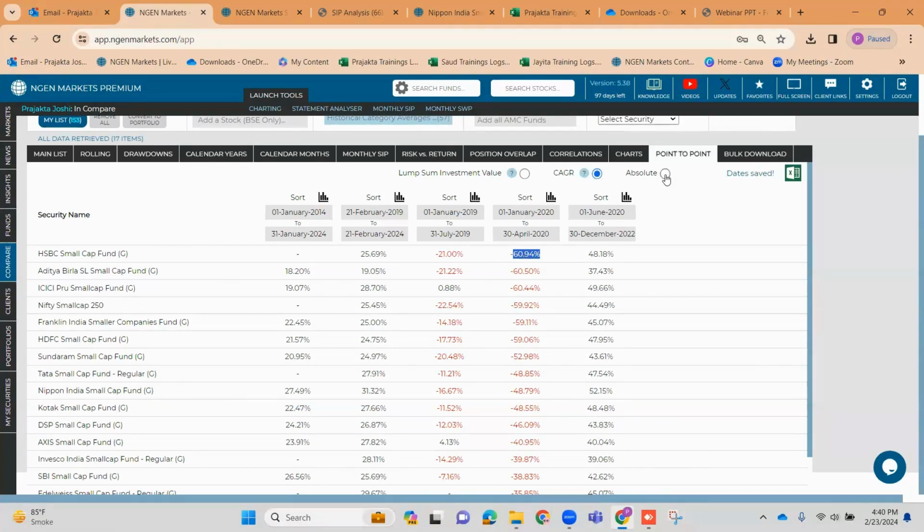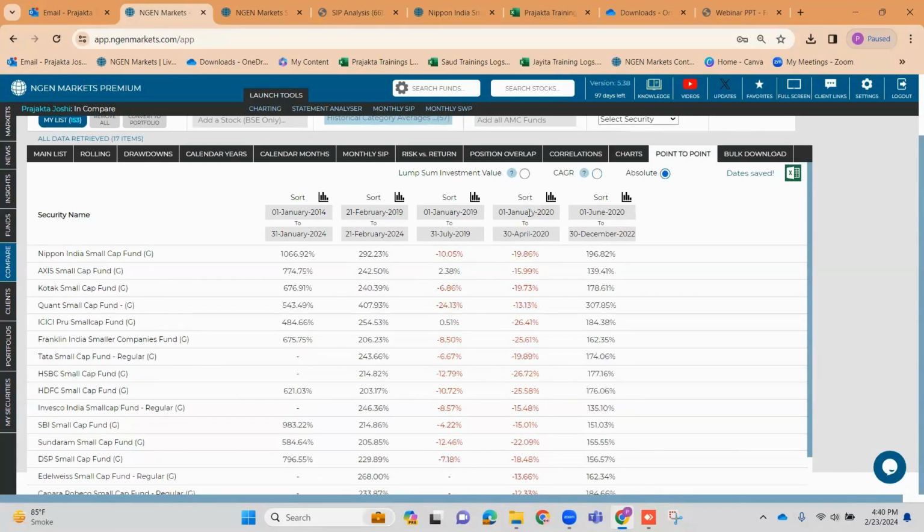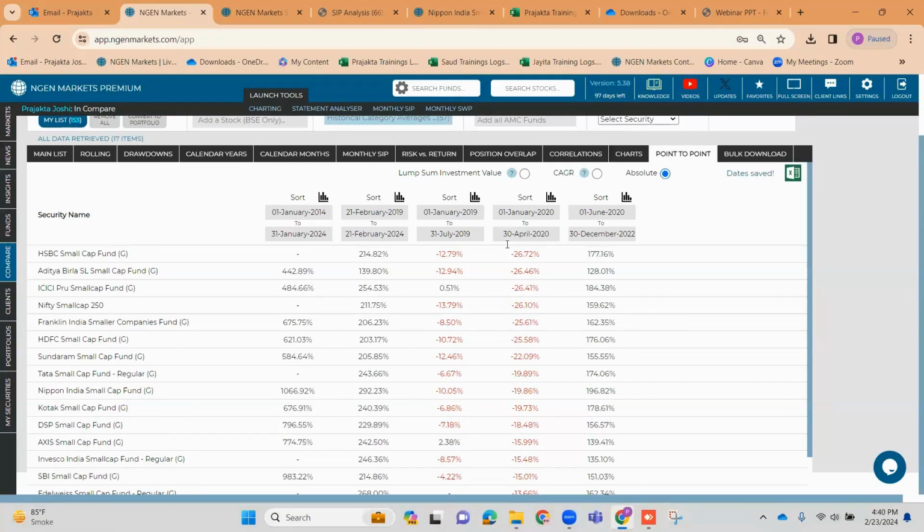Of course, this was CAGR. Because this is a shorter time period, you would rather prefer an absolute return percentage. So I switched to absolute, and then I sort this. We see HSBC actually experienced a loss of 26% in this time period of 4 months, and that is what is visible right here. If you want to check this in value terms, of course, you can switch.